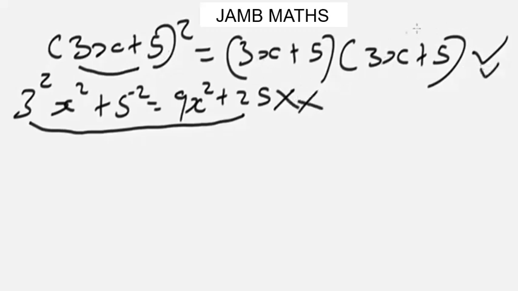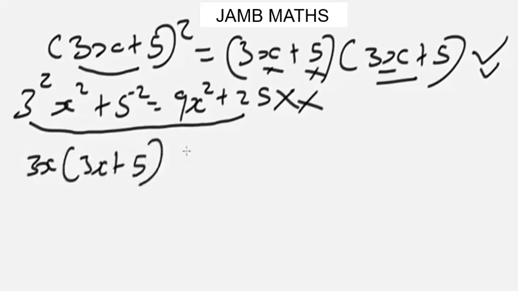Having known this, let's go ahead and expand this expression. So when you expand this expression as usual, this one inside first of all times everything here, then this number term also times everything here. So when you do it, you're going to have 3x in brackets 3x plus 5. Then we have plus 5 in brackets 3x plus 5.